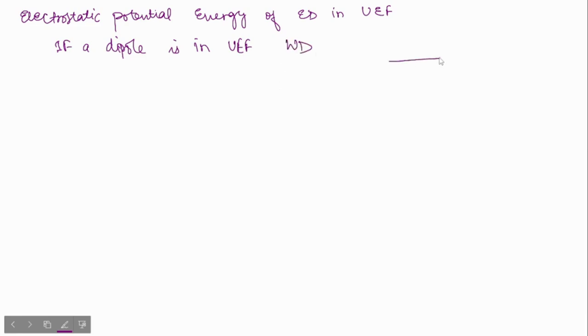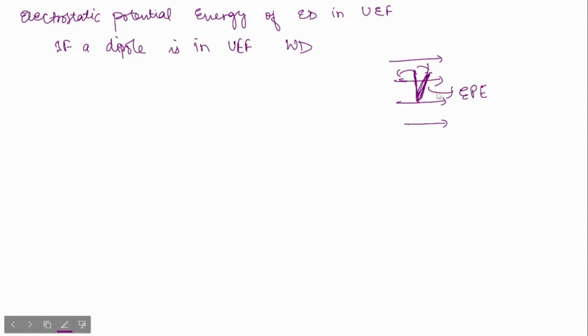Suppose this is your external field, and the electric dipole is placed here. Then the electrostatic potential energy of the dipole is defined as follows. If your dipole is perpendicular to the field and you rotate it, either in this direction or in this direction, to the required one, you want to know what the electrostatic potential energy is in this position.